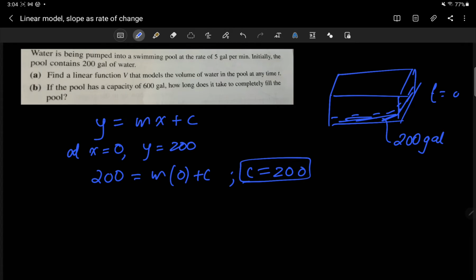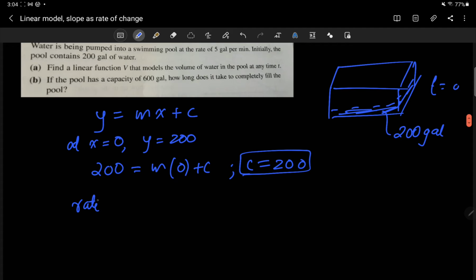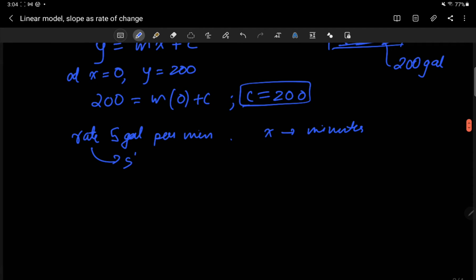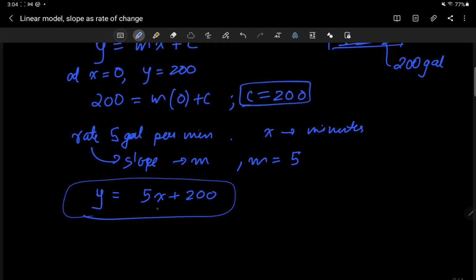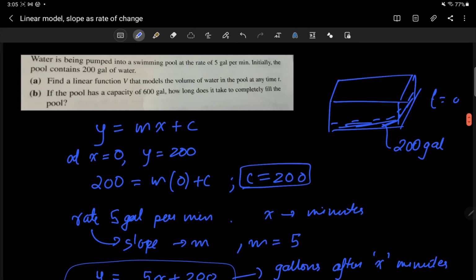Now it says that the rate is 5 gallons per minute. Now let's say x is measured in minutes. This rate is precisely the slope, which means that is m. So m is 5, which gives me the model to be 5x plus 200. That's how many gallons after x minutes. Okay, so we have a linear function that models this.